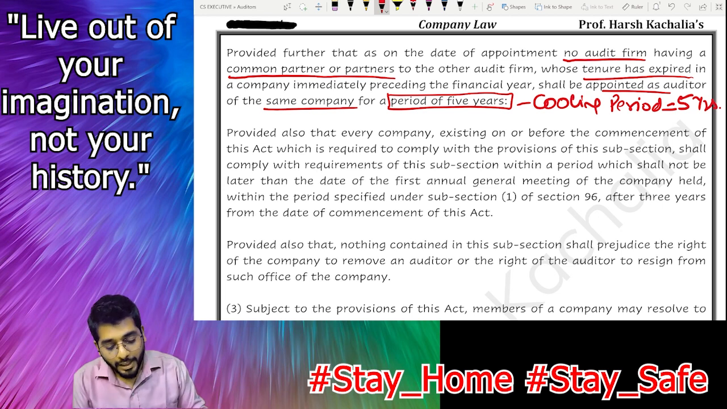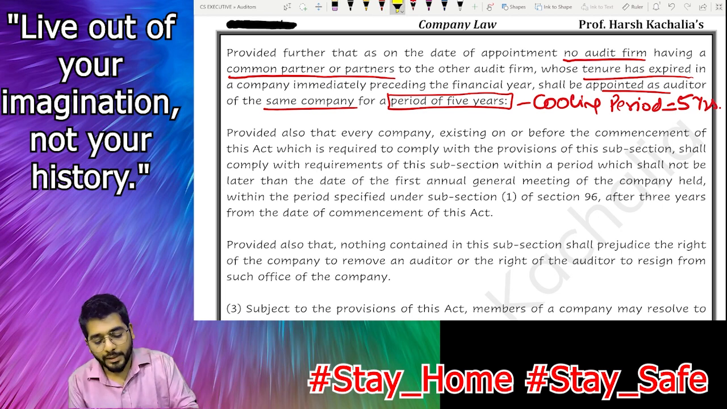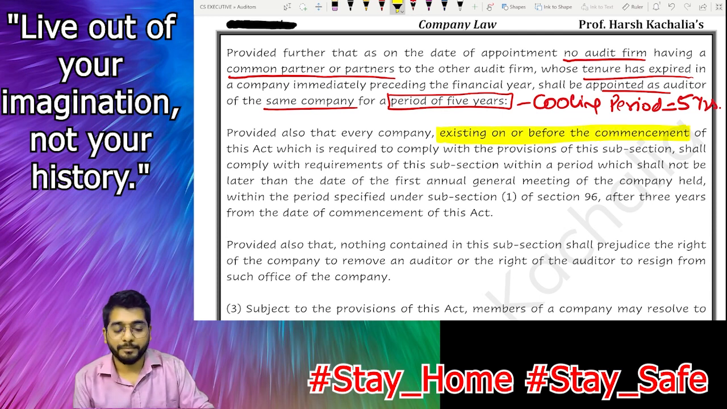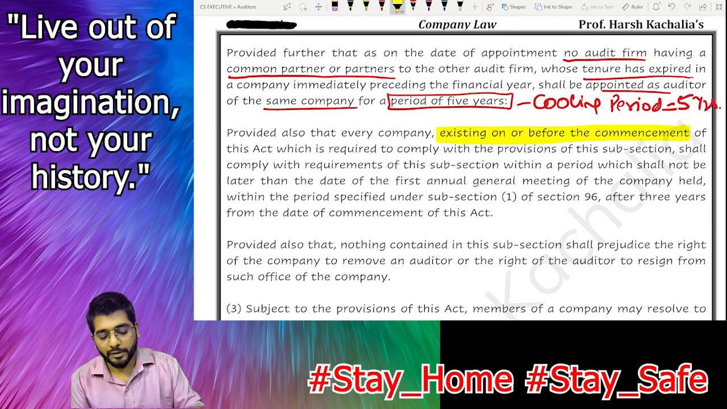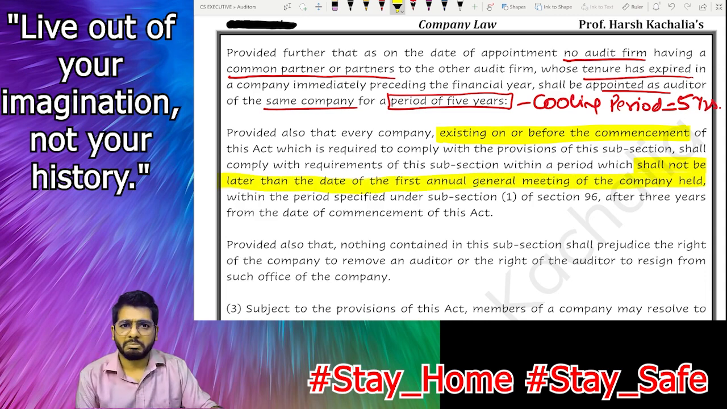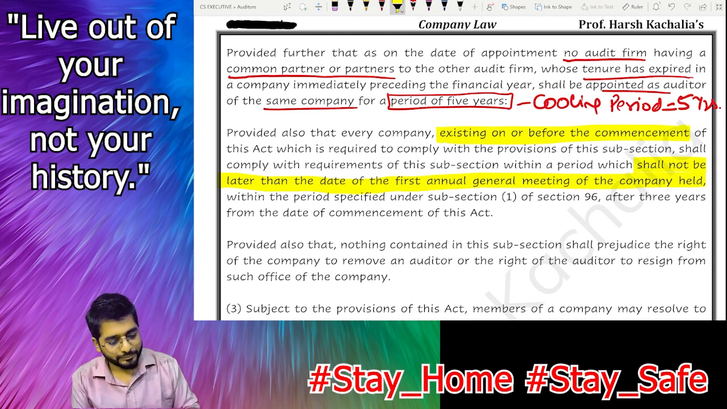Provided also that every company existing on or before the commencement of the Act, which is required to comply with the provisions, shall comply with the requirements of the subsection within a period which shall not be later than the first AGM held. Sir, what does this mean? I don't know. What does this mean? No idea. Chalo, I'll tell you.